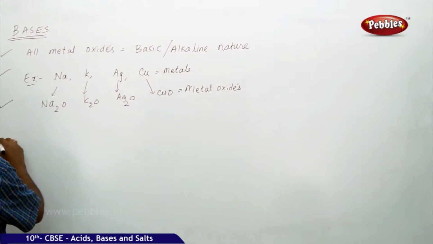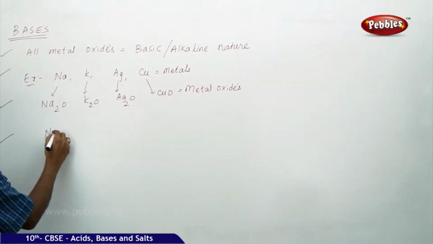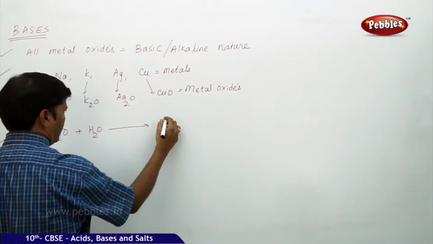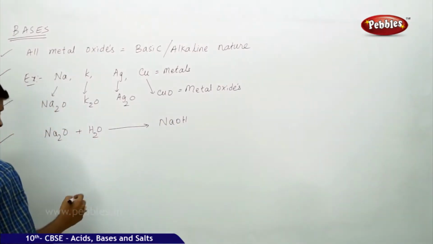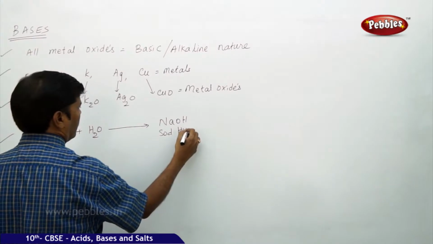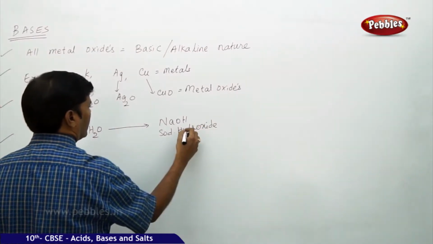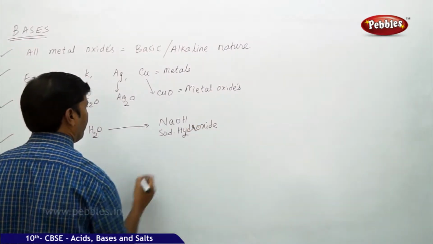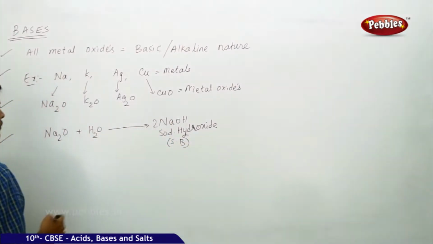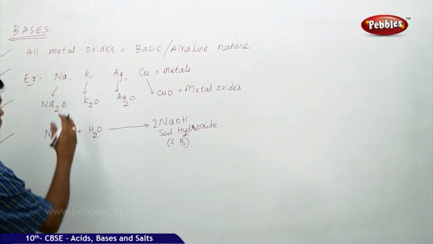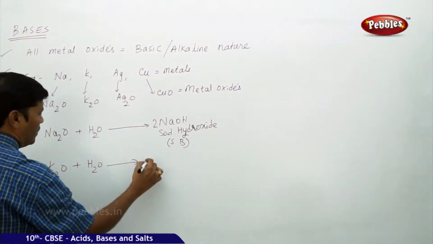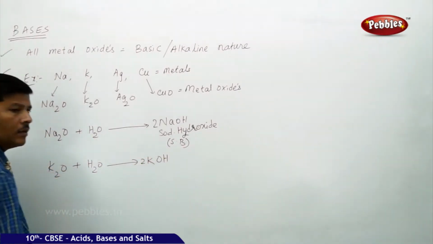If you take these metal oxides, for example Na2O, when it is dissolved in water or hydrolyzed, it gives a base, NaOH, sodium hydroxide. It's a strong base. Balance the equation: there are two sodiums and two hydrogens, so place two over here. The number of oxygens is also balanced. Similarly, K2O plus H2O gives KOH; balance the equation. It's a strong base.